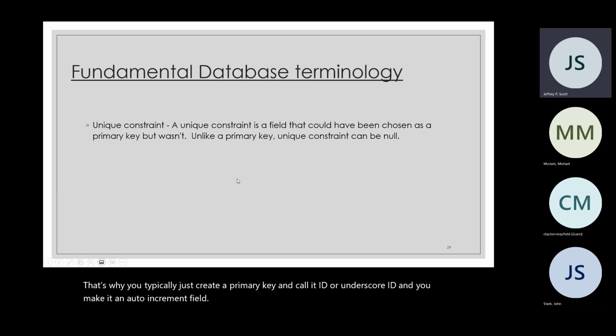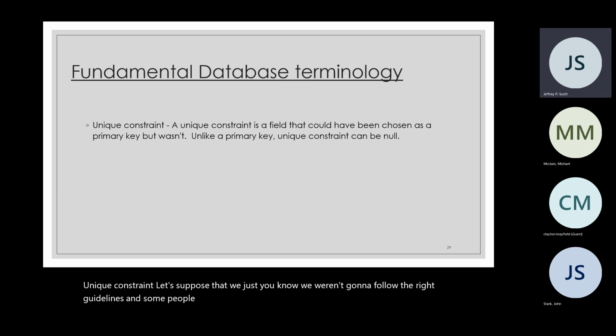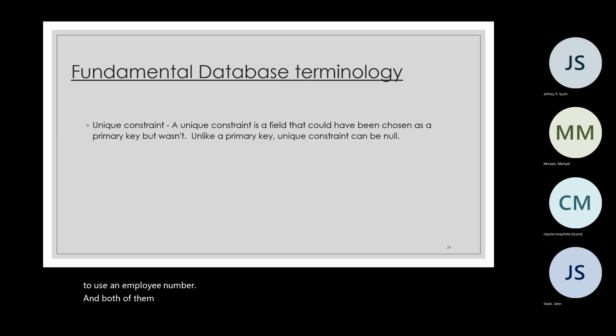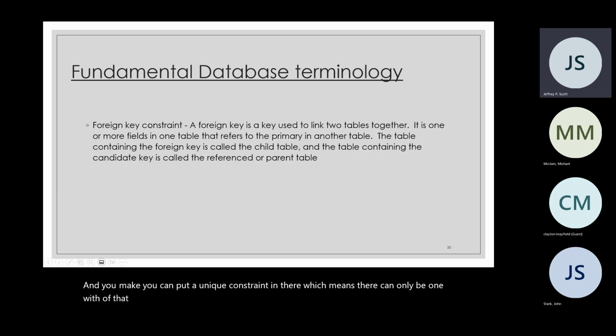Unique constraint. Let's suppose that we weren't going to follow the right guidelines, and some people wanted us to use a social security number for a primary key in one table, and some people wanted us to use an employee number. Both of them were unique. But you pick one and you don't pick the other. The one that you don't choose, you want to make sure that it stays unique. So you can put a unique constraint in there, which means there can only be one of that value in the entire table.